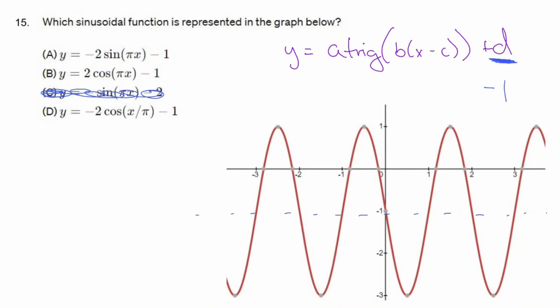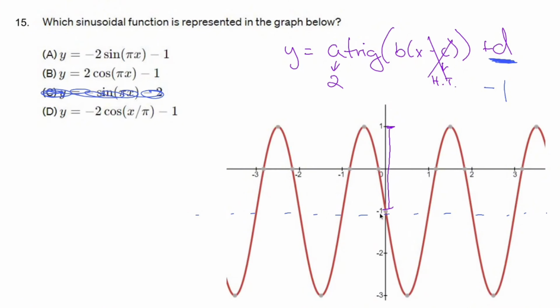The first thing you can do now that you have your midline is find your amplitude, pretty easy, and that's by going from your midline to the maximum value and seeing what the distance of that is. So 1 minus -1 gives me a distance of 2. My amplitude is 2. Now, before I cross A and B out, here's the thing. In both of these situations, I have no horizontal translation. C represents a shift to the left or to the right. I don't have that in any of my options, so I'm not going to worry about C.